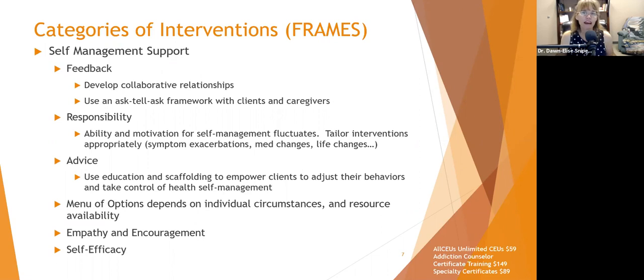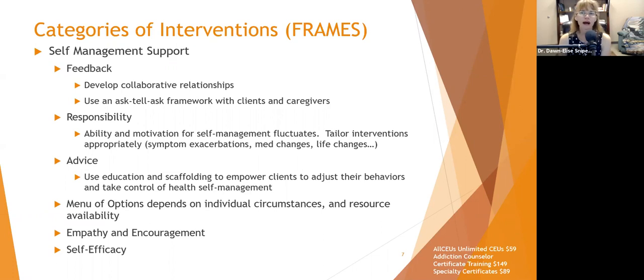And we also provide feedback using an ask, tell, ask framework with both clients and caregivers. So we ask them, what do you know about diabetes? And they'll tell us what they know. And okay. Then we may educate them a little bit about diabetes, and then ask them to paraphrase what you said, or ask them a question to check for understanding of what you said.